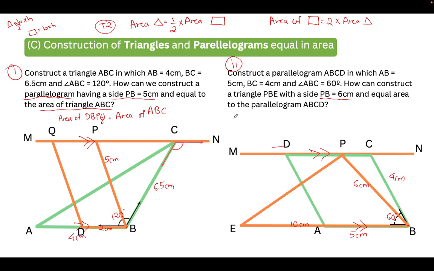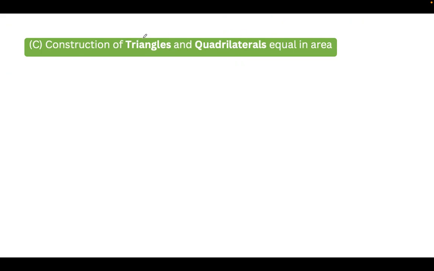Okay. So here the area of triangle EBP, or PBE, we can write, PBE is equal to the area of parallelogram ABCD. So this is about construction of triangles and parallelograms equal in area. Okay. Now let's move on to the last problem. No, this is the third problem. We will have another problem at the last. So construction of triangles and quadrilaterals equal in area.